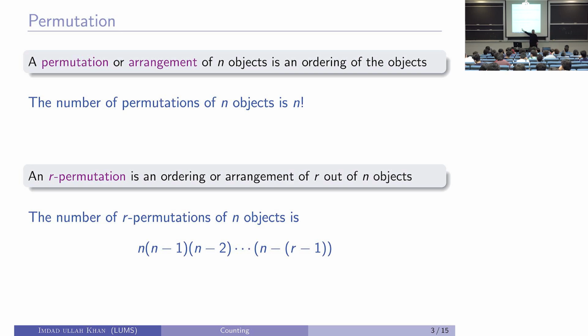This follows from the product rule. We have n objects total. We want to find an arrangement of r objects out of them. Fill up r boxes. The first box has n choices. For each way of filling up the first box, there are n minus 1 choices for the second one. For each way of doing the first two, there are n minus 2 choices for the third one, and so on. So this is n into n minus 1 into n minus 2, and so on.